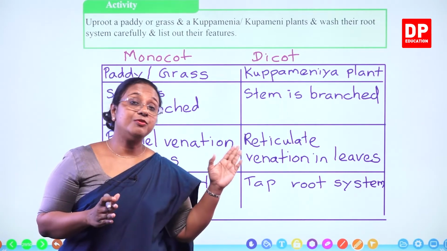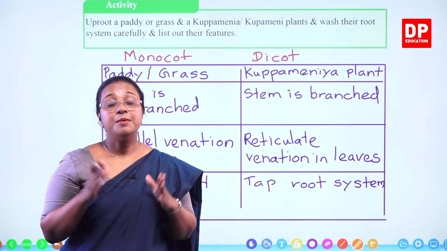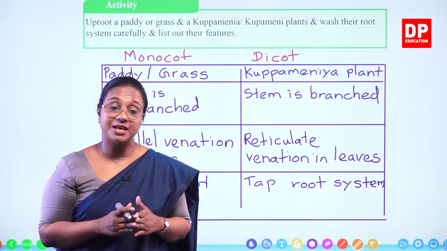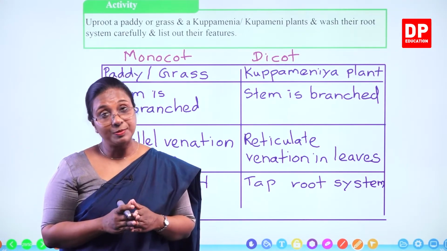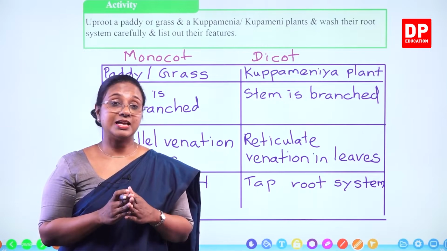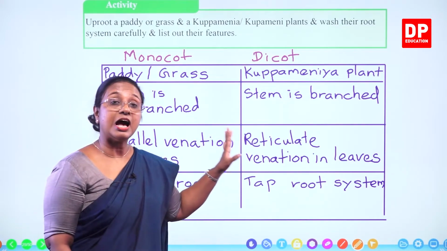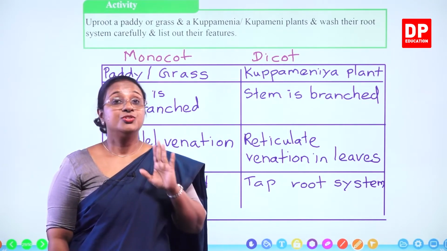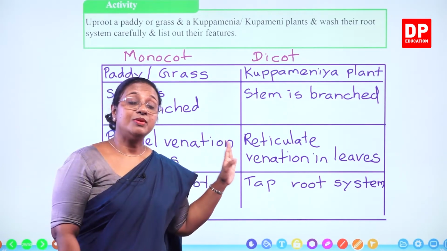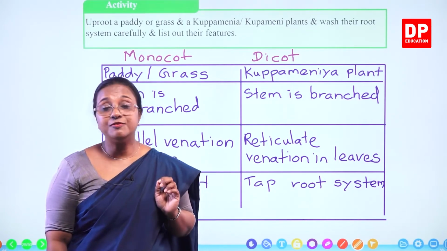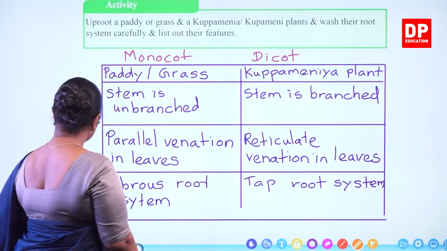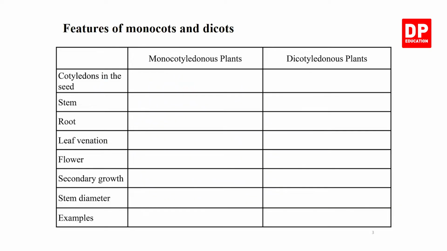For example, if you look at a papaya tree, there is no branching in the stem. It is an unbranched stem, but it is a dicot plant. With a few exceptions like that, most of the features are very specific to dicots and monocots. So with that introduction, students, now we will try to understand all the features of monocots and dicot plants. So we will discuss the features of monocots and dicots.